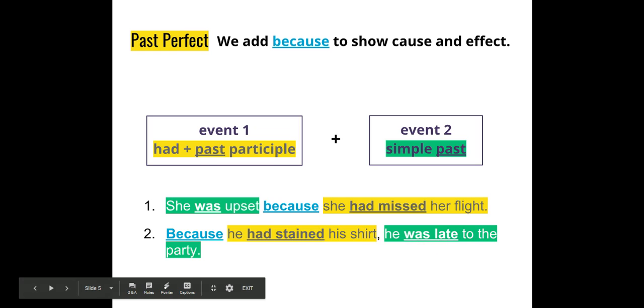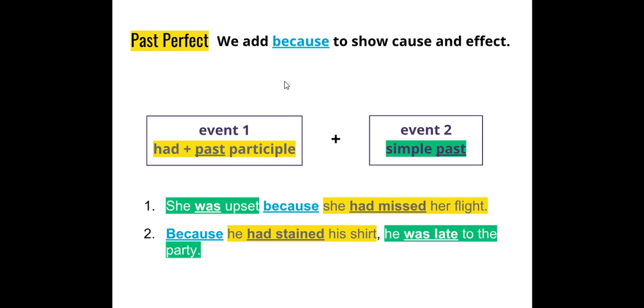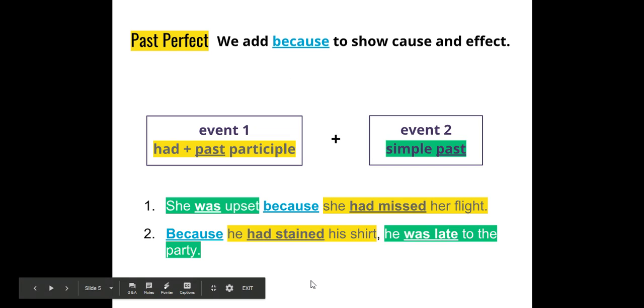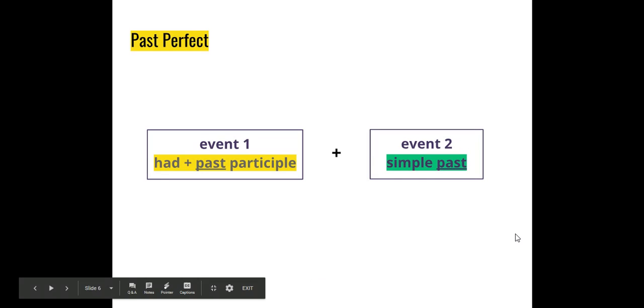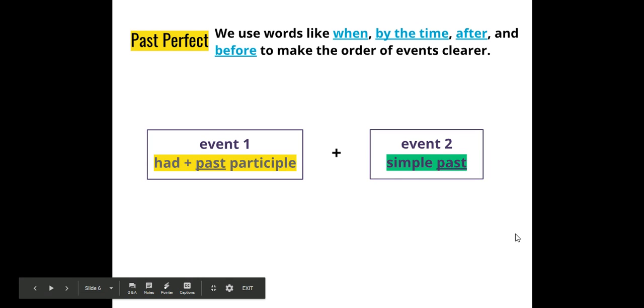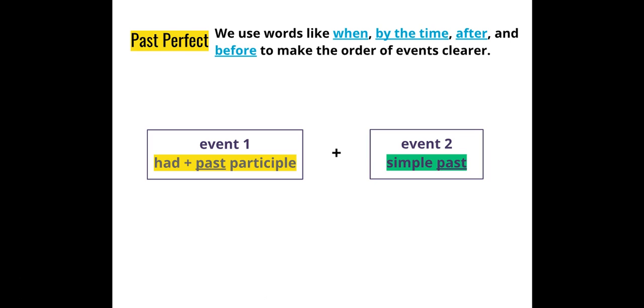You'll notice something with because. This is a dependent clause. If it comes first, you need a comma. If it comes second, you don't need a comma. This will happen with a lot of our adverb phrases, which we're seeing next. So we can use other words like when, by the time, after, and before to make the order of events clearer.